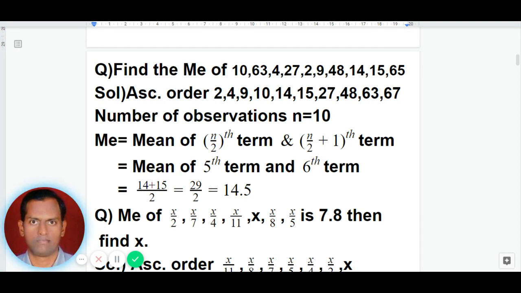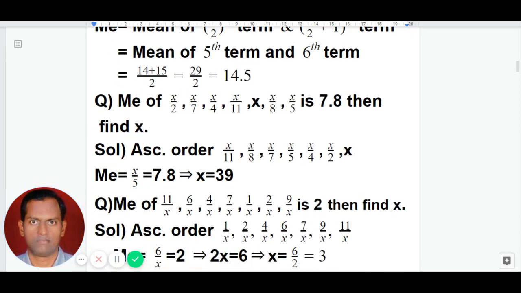5th and 6th terms in ascending order, we get 14 and 15. So mean means (14 plus 15) by 2. That is equal to 14.5.